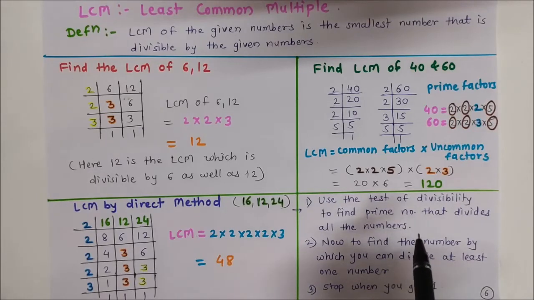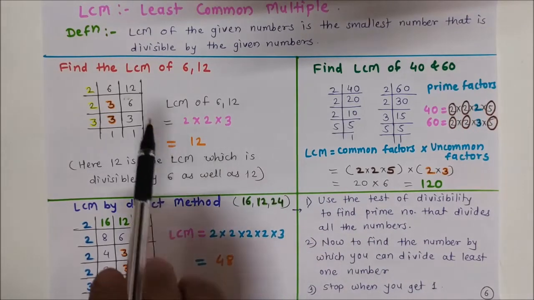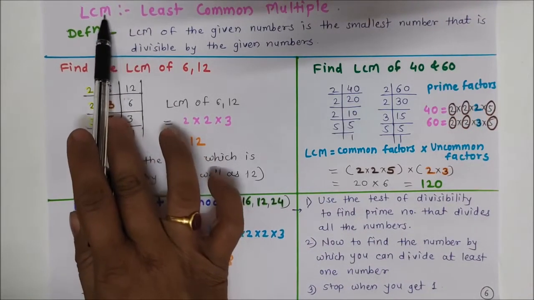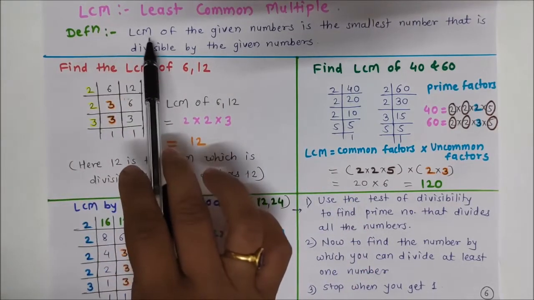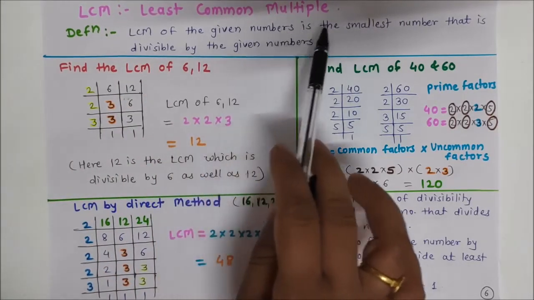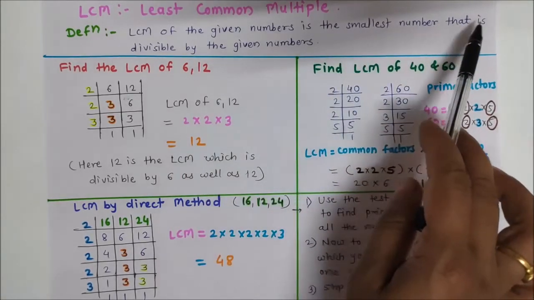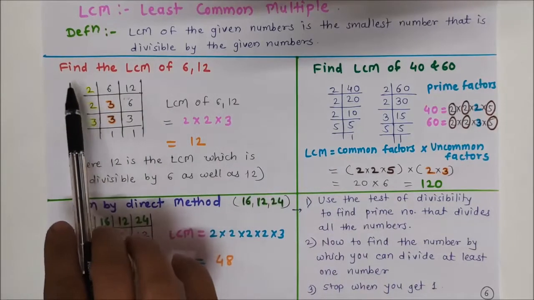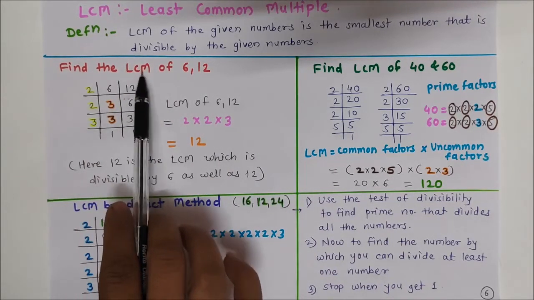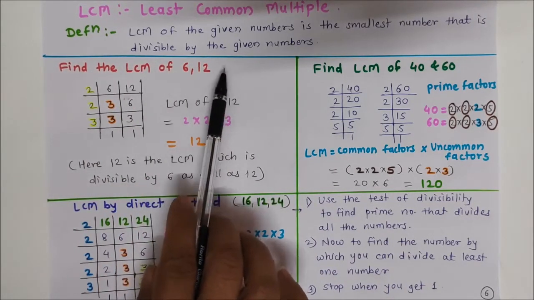Now we are going to study the second subtopic, LCM. LCM means least common multiple. Definition: the LCM of the given numbers is the smallest number that is divisible by the given numbers. One question is here: find the LCM of 6 and 12.